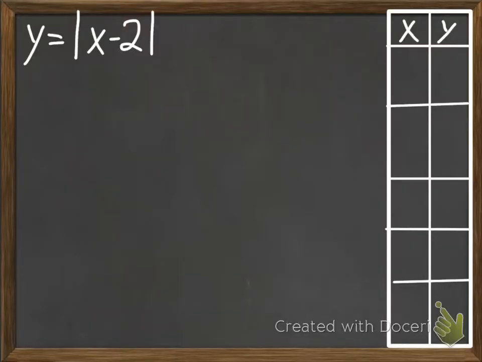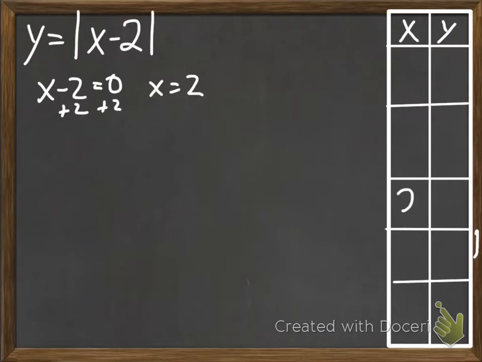So now we're going to work on this. It's y equals the absolute value of x minus 2. So we're going to graph that. So it does say y equals, and then my next step is I want to set the inside equal to 0. x minus 2 equals 0. Add 2, so x equals 2. So I'm going to put 2 as my middle. Then I'm going to pick 2 smaller, and then 2 immediately bigger. Now I'm going to plug those in.